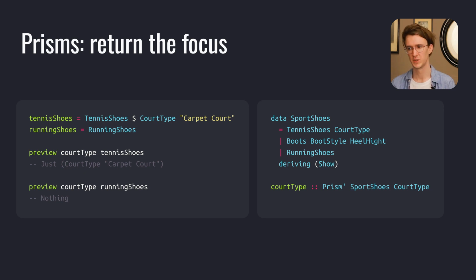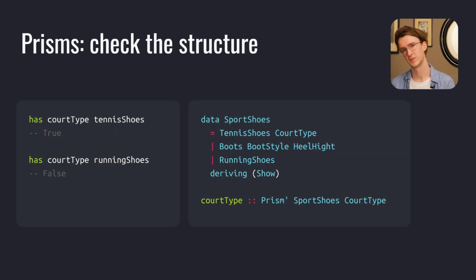The preview function returns the focus of the prism if it's part of the structure, and it returns nothing otherwise, meaning that the prism does not match the structure. So in the case of tennis shoes, it returns Just CarpetCourt, and in the case of running shoes, it returns Nothing. If we don't need an actual value, we can just check the structure with prism and the function has, which is true for tennis shoes and false for the running shoes.